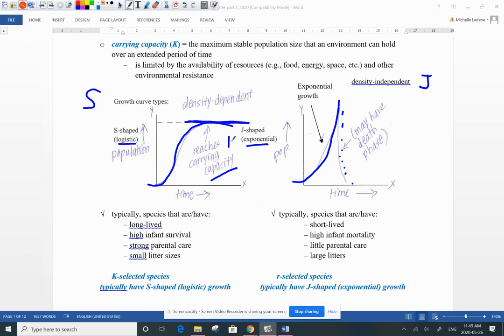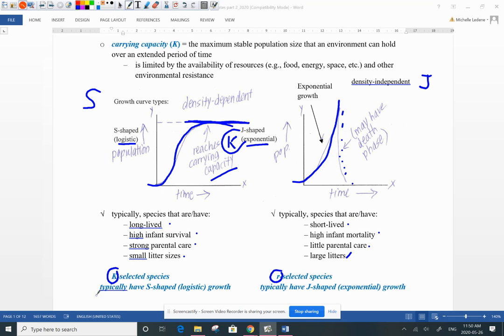capacity. Now, since it reaches its carrying capacity, these are typically K-selected populations, the ones that live a long time. They have good parental care, they take care of their babies, and so their infants survive, and they have small litter sizes. The J-shaped ones are going to be called R-selected species, and so they have this exponential growth. They have lots of babies, large litters, they don't take care of their offspring, so a lot of the offspring may die at an early age, and these species don't live for very long, usually less than a year.